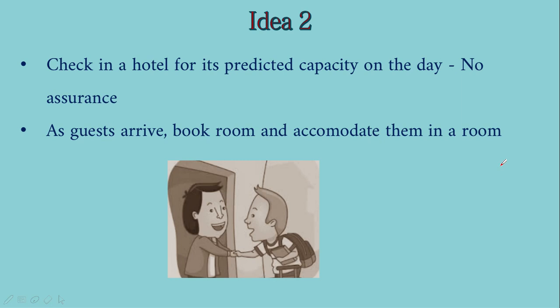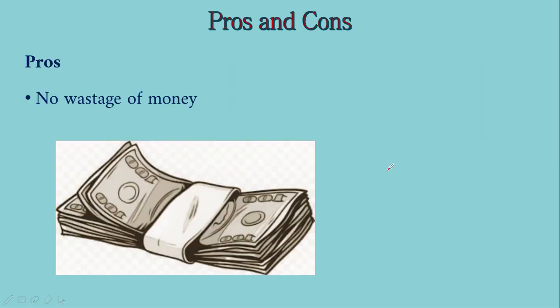The second idea may be that you can check with a hotel for its predicted capacity, how many rooms you will have on that particular day. For example, they may tell you that they may have 200 free rooms, but they cannot give assurance. It's not assured that there will be 200. You are just inquiring, and based on their experience, they may tell you that 200 rooms may be free on that particular day. And what you plan is, as guests arrive, you are going to book a room and accommodate them, right? One guest comes, you book a room. Another guest comes, you book the second room, like that. You are going to plan, okay?